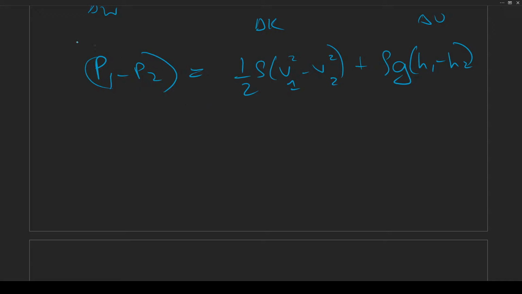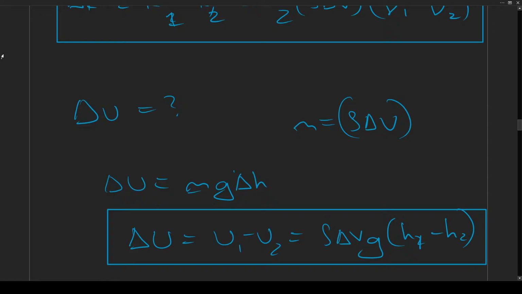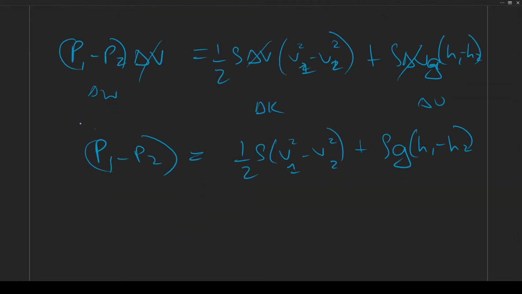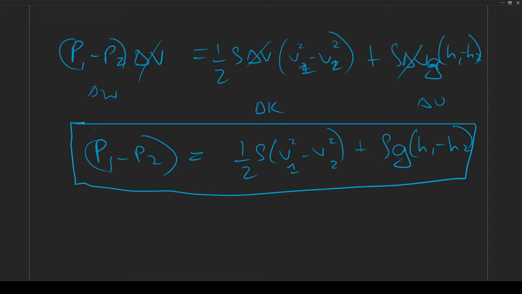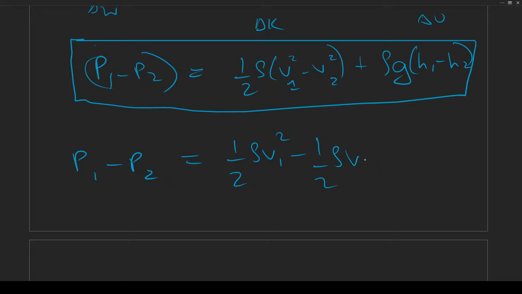This is a preview of the equation, from which we will get a new equation by shifting and rearranging it. Let's split the terms. P1 minus P2 is equal to half rho V1 square minus half rho V2 square.